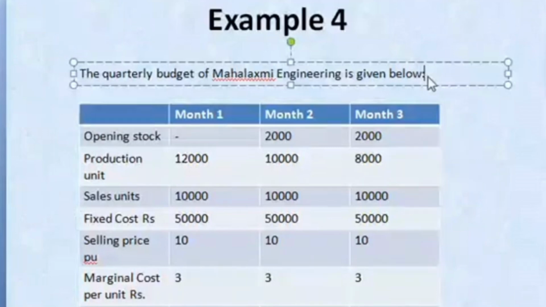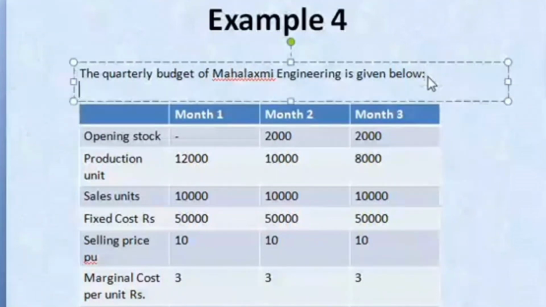Okay, so we will write here budgeted production. Normal production is 10,000 units. And fixed cost is rupees 50,000, which is given. Fixed cost is 50,000 every month. So these are the raw information we have, and we are required to prepare the two statements.